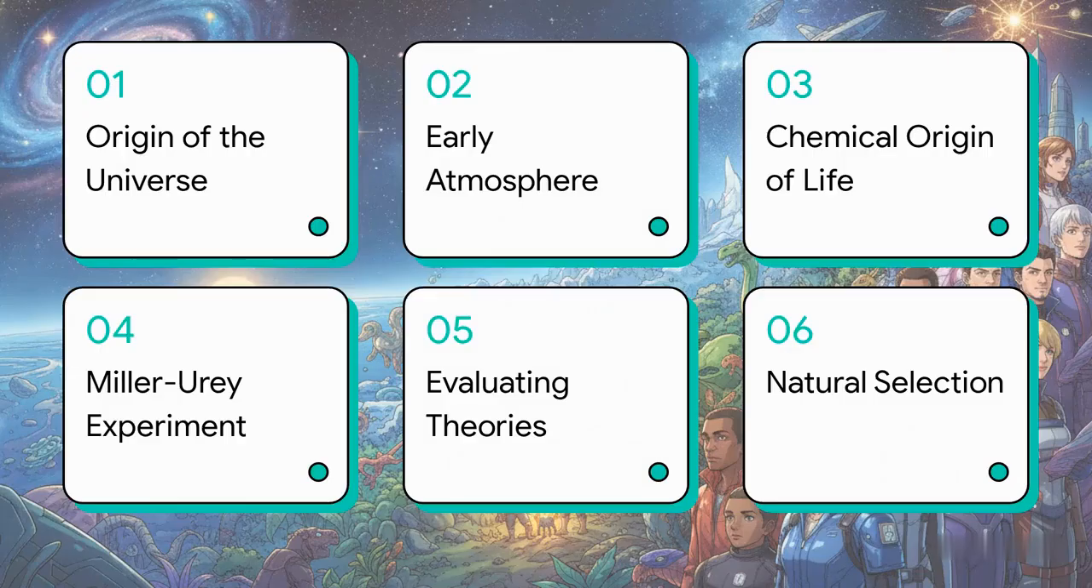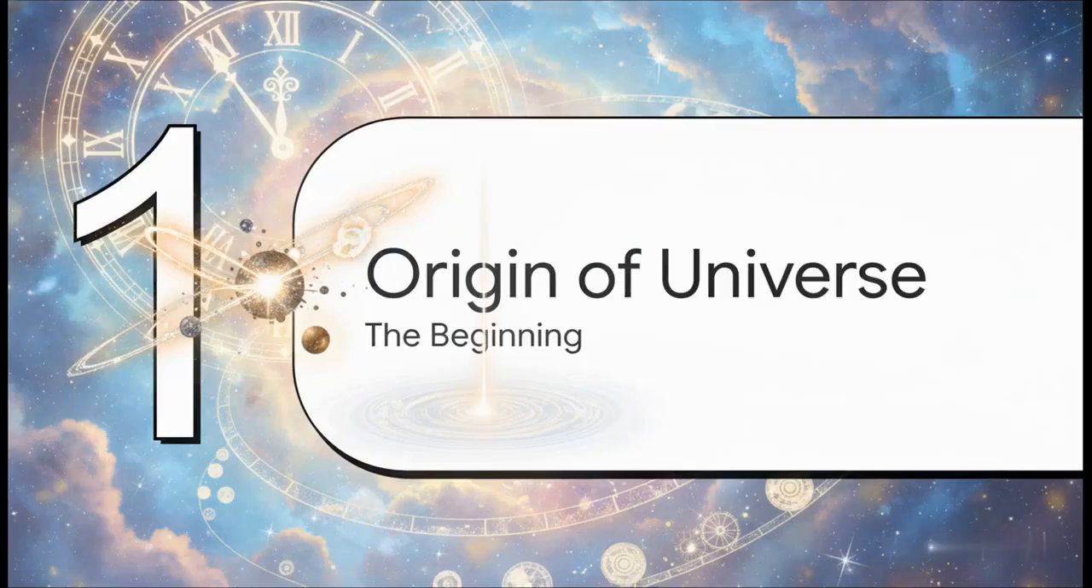To really grasp a story this huge, we have to move chronologically. So here is our agenda. We'll start with the origin of the universe, then move to Earth's primitive atmosphere, the chemical origin of life, the famous Miller-Urey experiment, evaluating theories of life, and finally, Darwin and natural selection. All right, part one, the origin of the universe.